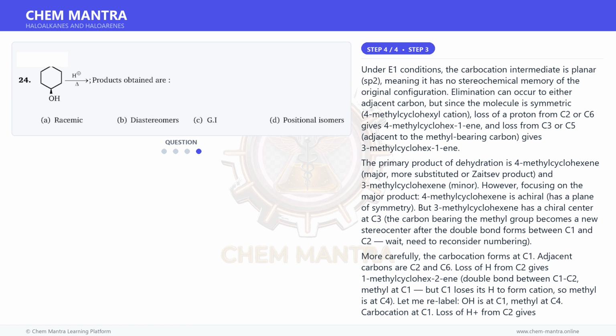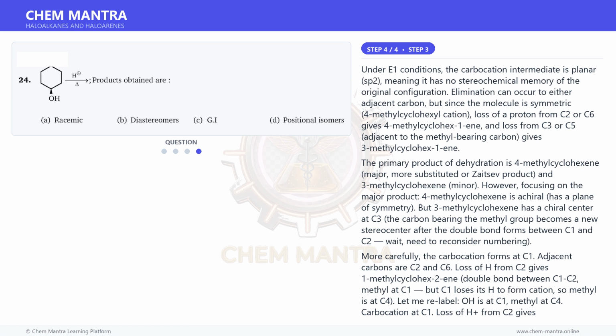This molecule has a plane of symmetry and is achiral. Loss of H plus from C6 also gives the same compound by symmetry. Alternatively, a 1,2 hydride shift from C2 to C1 gives a carbocation at C2. Then loss of H from C1 or C3. Loss from C1 gives 4-methylcyclohex-1-ene again. Loss from C3 gives 4-methylcyclohex-2-ene. This also has a plane of symmetry.